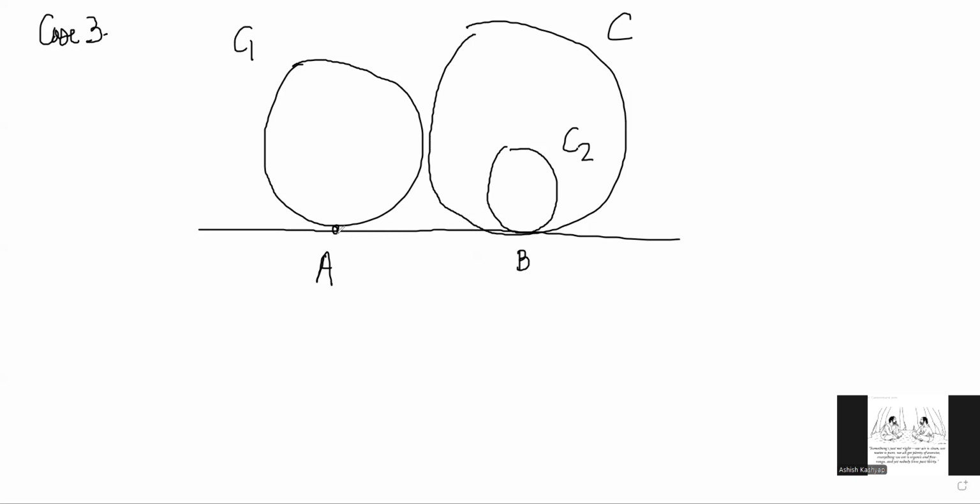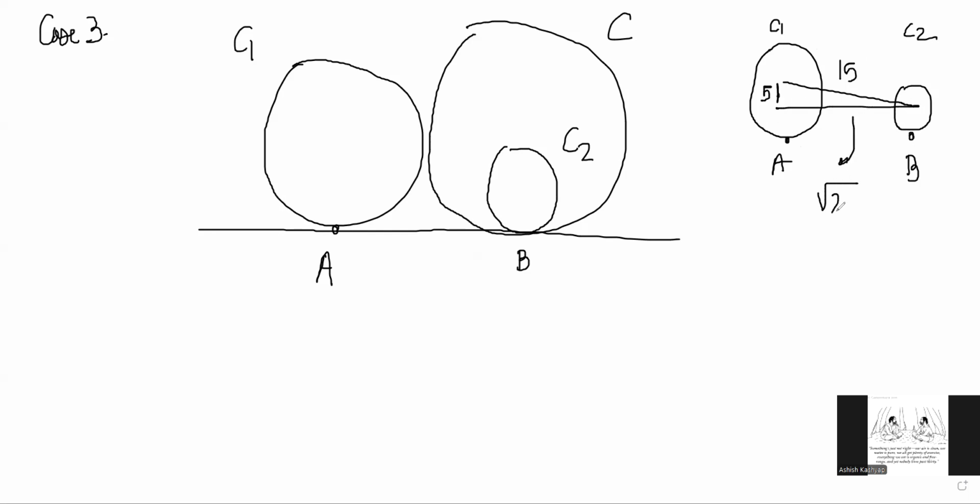Again, I will try to find the length AB in two different ways. First, by comparing C1 and C2, AB, and that is the same as before. The distance between the centers was given as 15. We know this difference is 9 minus 4, 5. So this length is root 200.